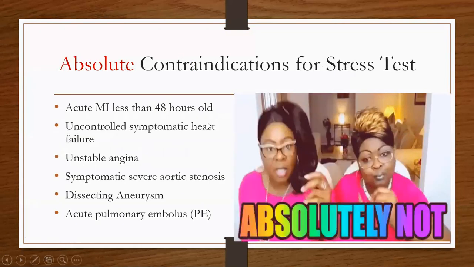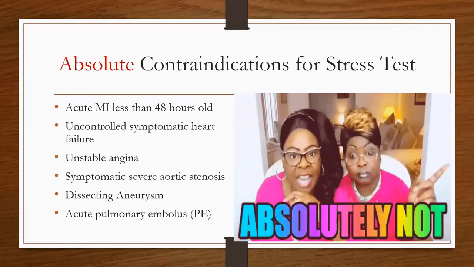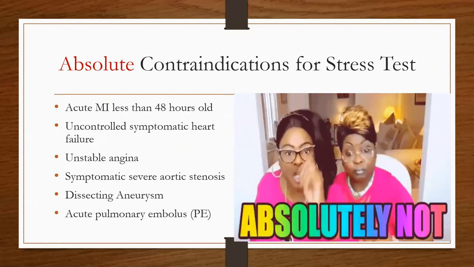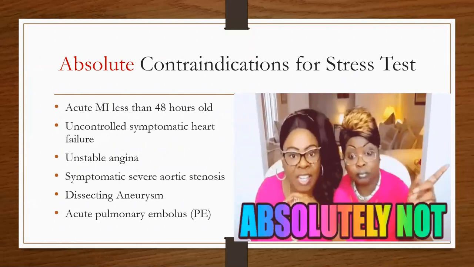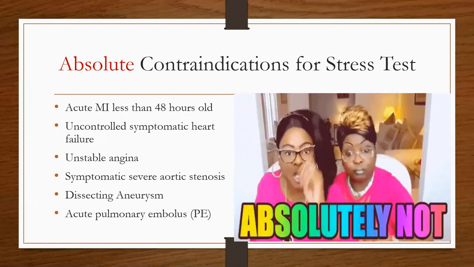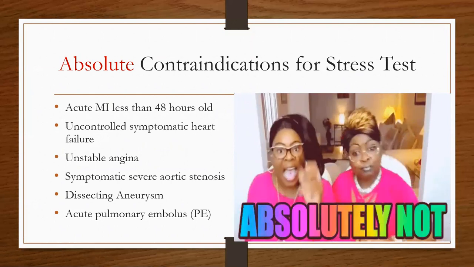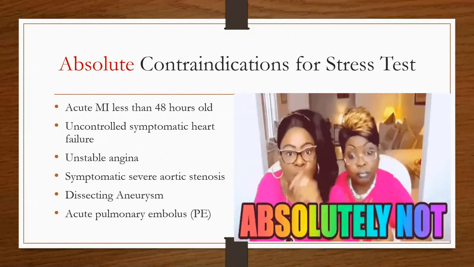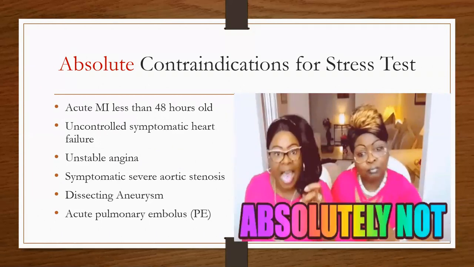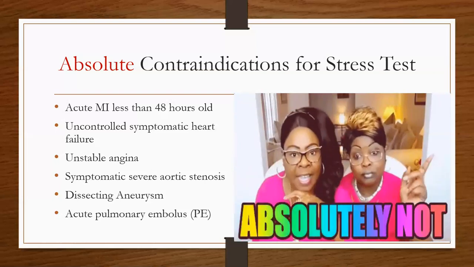Okay, we're going to go back. So, what are the absolute contraindications for a stress test? These are the people, you guys, that you definitely don't want to perform a stress test on. And they're patients that have an acute MI less than 48 hours old. If they have uncontrolled symptomatic heart failure, unstable angina, symptomatic severe aortic stenosis, a dissecting aneurysm, or acute pulmonary emboli.